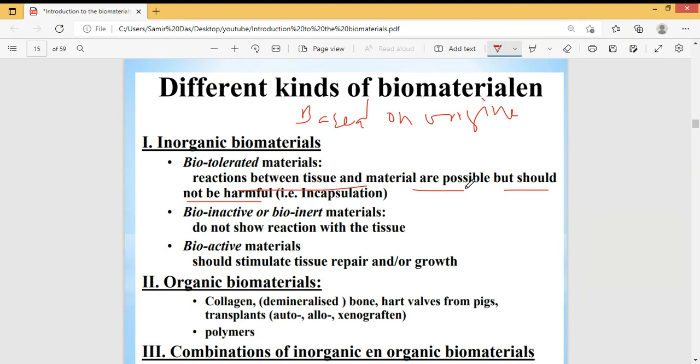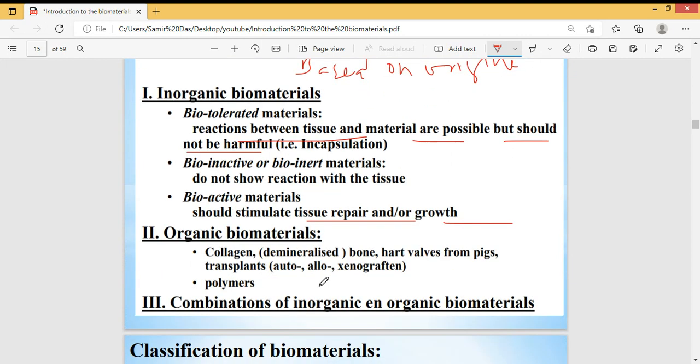Another is bioinert, which basically does not react with tissue. And last are bioactive biomaterials from the inorganic point of view, which stimulate tissue repair or growth. Now coming to the organic biomaterial part, which is from natural origin.